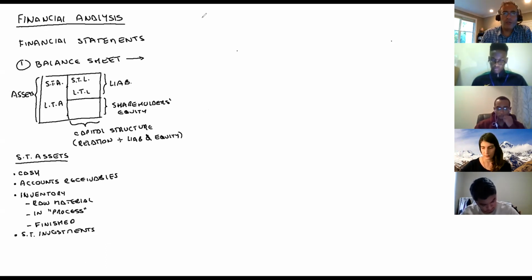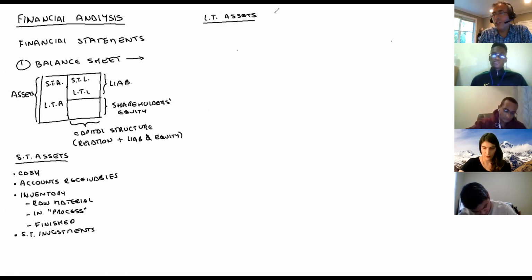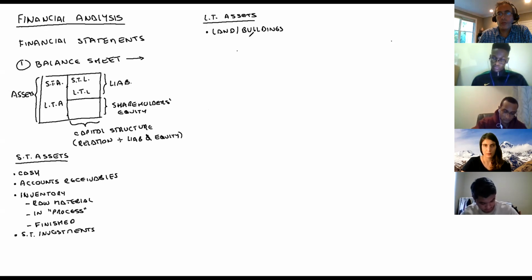Okay, so now if we talk a little about the long-term assets. When we talk in accounting about long-term things, guys, it's more than 1 year. Right? So what lasts more than 1 year? Of course, land, buildings. You know, we have equipment.